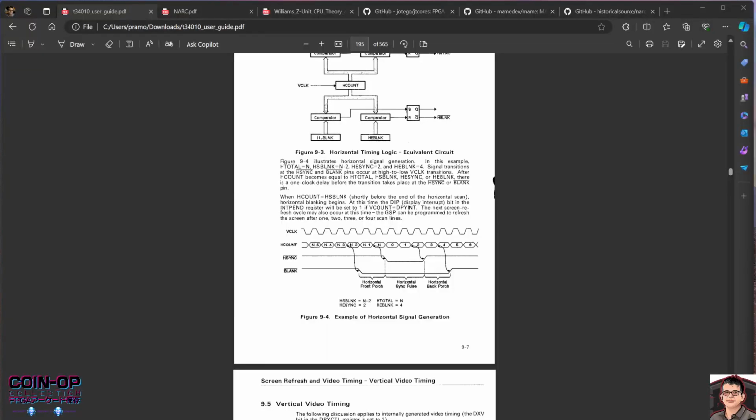Hi, my name is Pramod of the CoinOp Collection, and today I'm going to talk about how to use documented and physical sources for your FPGA core.